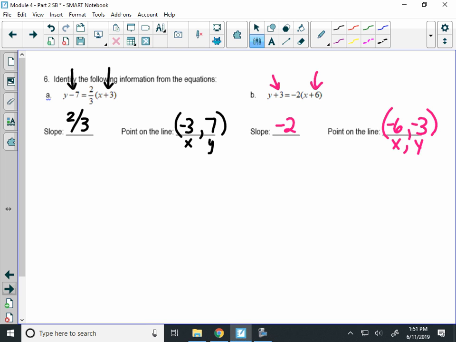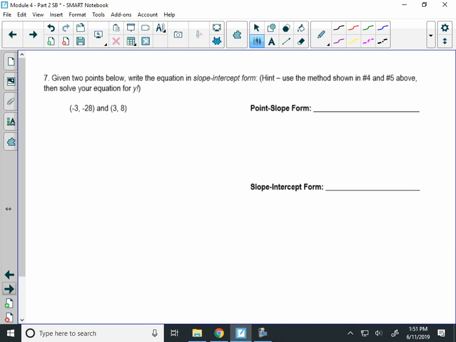All right, 2 more problems. So this one, very similar to 4 and 5 that we did on the front, except this time I'm not just writing my answer in point slope form, I need slope-intercept form, which is y equals mx plus b. So I have to go from point slope form into slope-intercept form. That's going to make it, if we were going to graph, easier to graph.